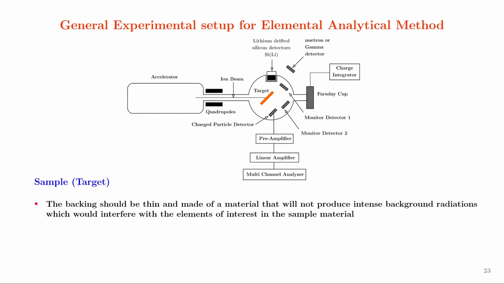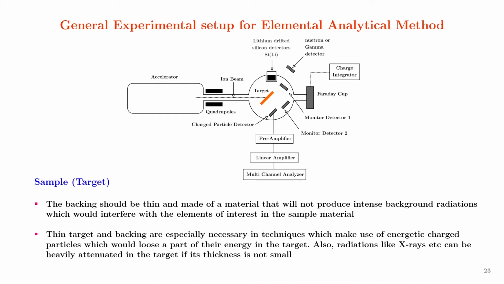The backing should be thin and made of a material that will not produce intense background radiations which would interfere with the elements of interest in the sample material. Thin target and backing are specially necessary in techniques which make use of energetic charged particles which would lose a part of their energy in the target. Also, radiations like X-rays can be heavily attenuated in the target if its thickness is not small.